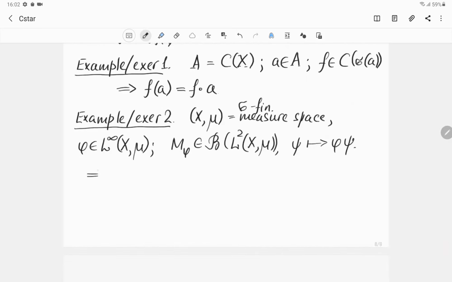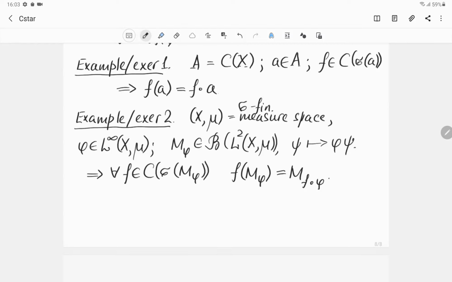It takes each function psi to the pointwise product phi psi. So I claim, and this is an exercise, that for each continuous function f on the spectrum of this operator, by the way, the spectrum of this operator is the essential range of the function phi, we have the following formula. The functional calculus is given by the following rule. So this is just, again, the multiplication operator by the function f composed with phi. By the way, when you do this exercise, you have to give a precise meaning to this composition, because in general, the essential range of phi is not the same as the range of phi. So when we compose such functions, we must be careful.